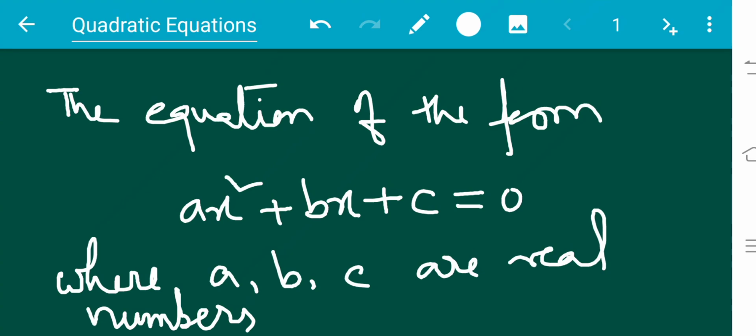Remember that a, b, c may be real numbers or may not be, but we are discussing quadratic equations for interdisciplinary courses, which are mostly related to class 10th quadratic equations. So in that case a, b, c are real numbers, and another condition is a is not equal to 0. Because if a is 0, then we lose the x square term, so this cannot be a quadratic equation.